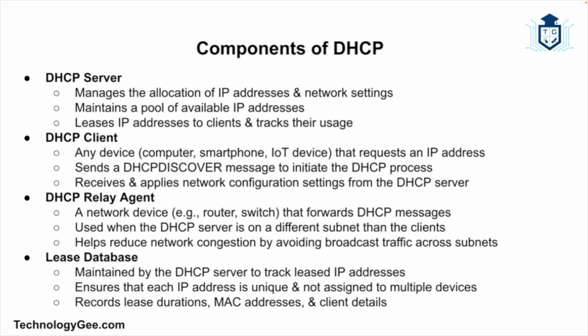Then we have what is called the DHCP relay agent. This is a network device such as a router that forwards DHCP messages between clients and servers, often used in larger networks where the DHCP server is not on the same local subnet as the clients. And then we have what is called a lease database. This is a database maintained by the DHCP server that tracks leased IP addresses and their associated clients, ensuring that IP addresses are not duplicated.